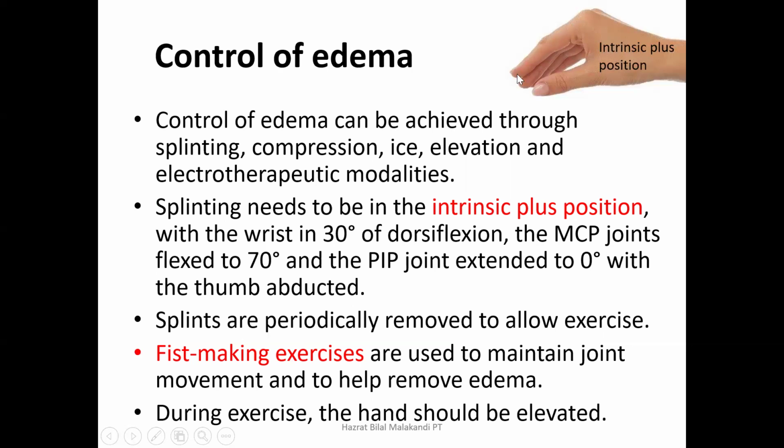When they are straight, it means they are at 0 degrees. So in that position, when the wrist is extended, the MCP is up to 60 to 70 degrees flexion, and all the PIP, DIP, they are in the straight, extension position, the neutral position, at 0 degree extension, and there should be some abduction of the thumb. In that case, this position is actually known as the intrinsic plus position.